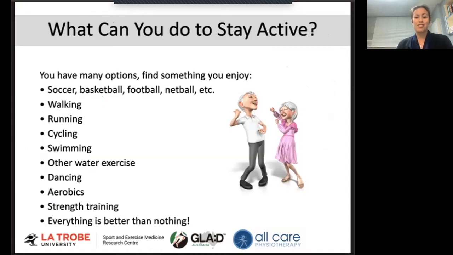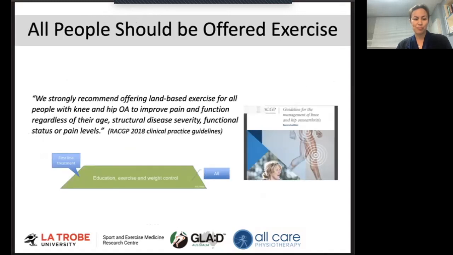Other things that you can do to stay active in addition to walking and physio exercises can include any sort of sport, walking, running, as we've discussed, cycling, swimming, aqua aerobics, hydrotherapy, dancing, land aerobics, strength training, anything, okay? Anything that you enjoy and that you're going to do is the best form of exercise for you. Your body needs to move, so find something you love to do and do it.